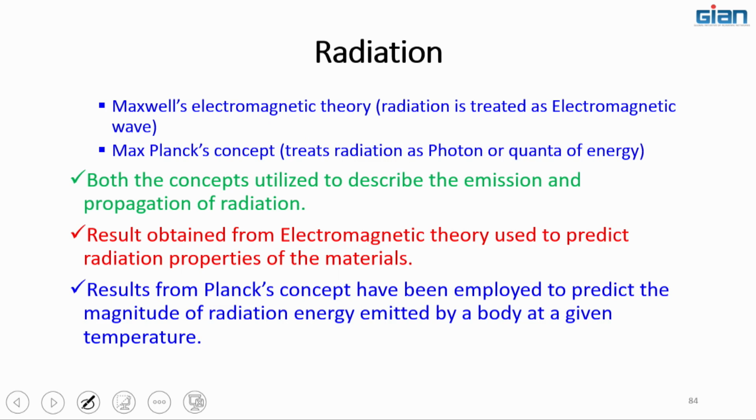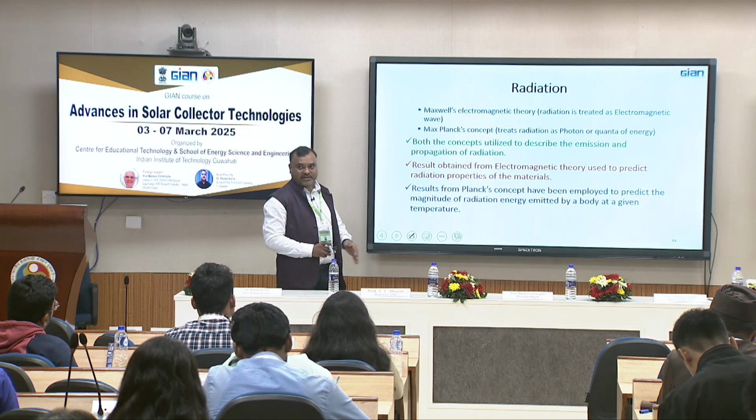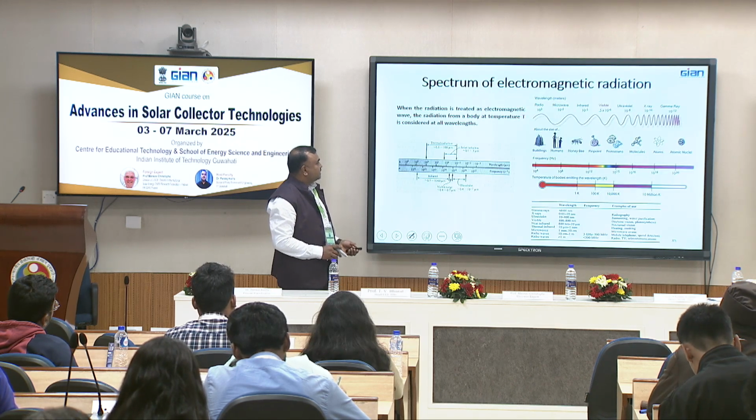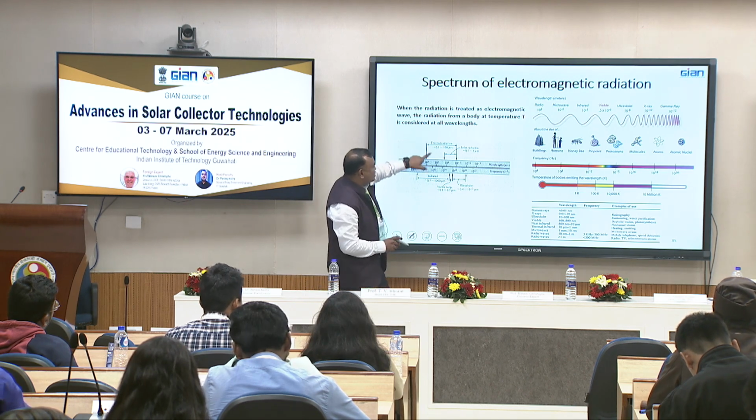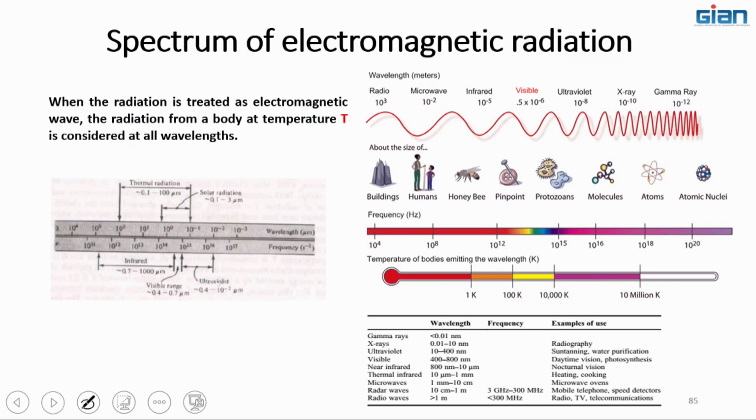The results obtained from electromagnetic theory are used to predict the radiation properties of the material, but the results obtained from Planck's concept are employed to predict the magnitude of radiation energy emitted by a body at a given temperature. So that's how the two are different, but together they give the radiation spectrum of the system. Thermal radiation, as I said, has wavelength from 0.1 to 100 micron, and solar radiation is 0.1 to 3 microns. The thermal radiation range is very large, and the solar radiation range is very small.